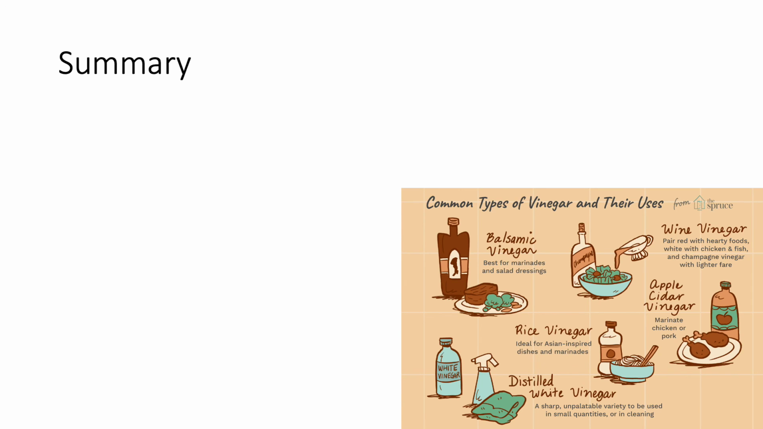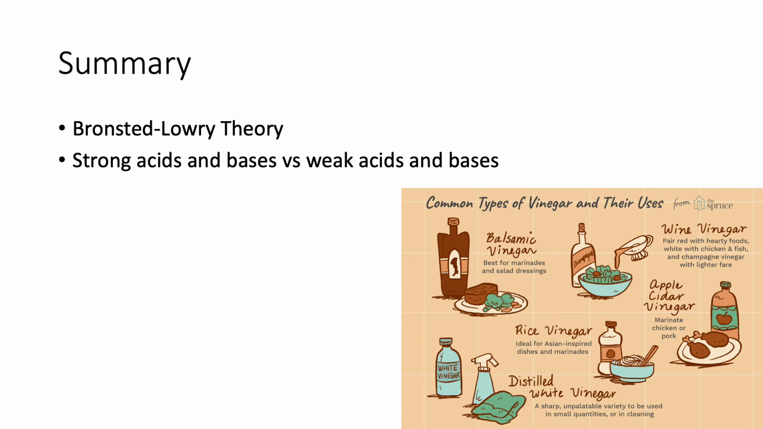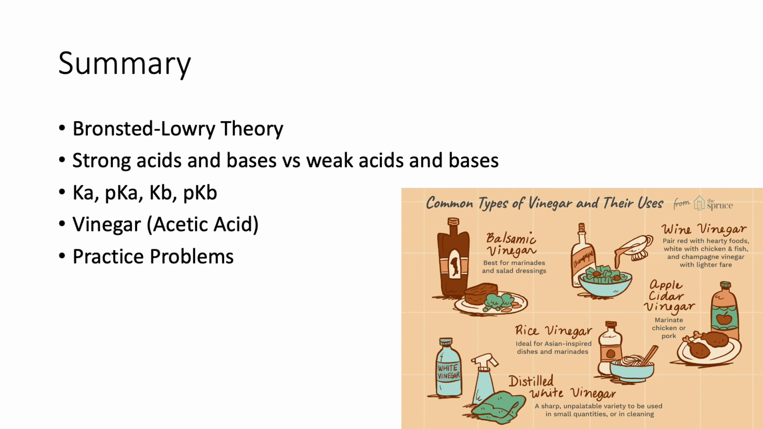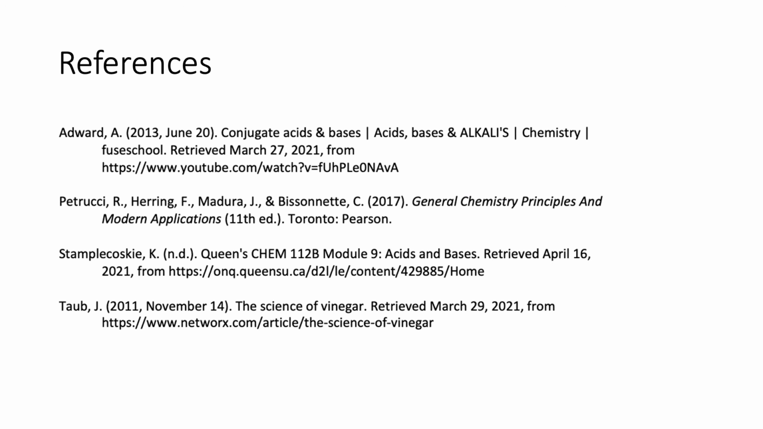To summarize what we have gone over today, we started off by looking at Bronsted-Lowry theory and how acids are proton donors and bases are proton acceptors under this theory. We also looked at strong acids and bases versus weak acids and bases, and how strong acids and bases have a large K value, while weak acids and bases have a small K value. We then went over the Ka, pKa, Kb, and pKb, and how to calculate those values, before going over the chemical properties of vinegar, as well as how it works and other applications of it. And finally, we went over practice problems for solving for the pH and the pKa. Thank you for listening.